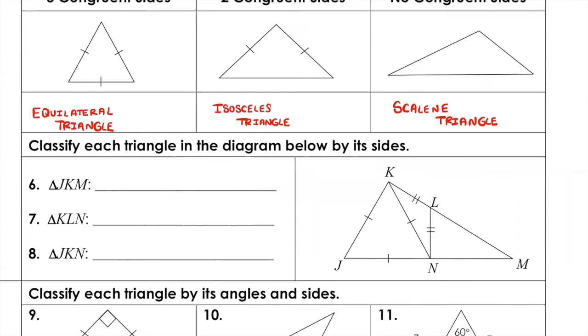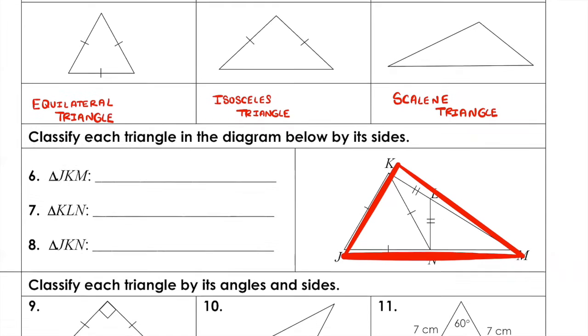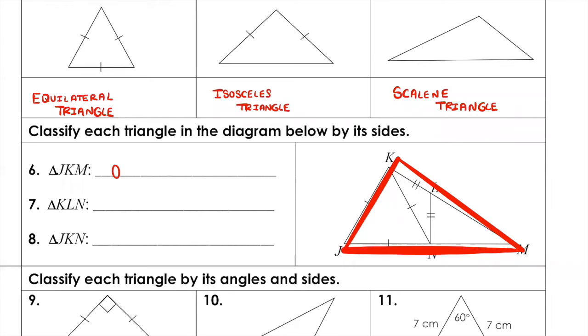Side conversations, weirdos. JKM. Hey. JKM. Dude, stop talking. Thank you. Scalene. No congruent sides. Peter.